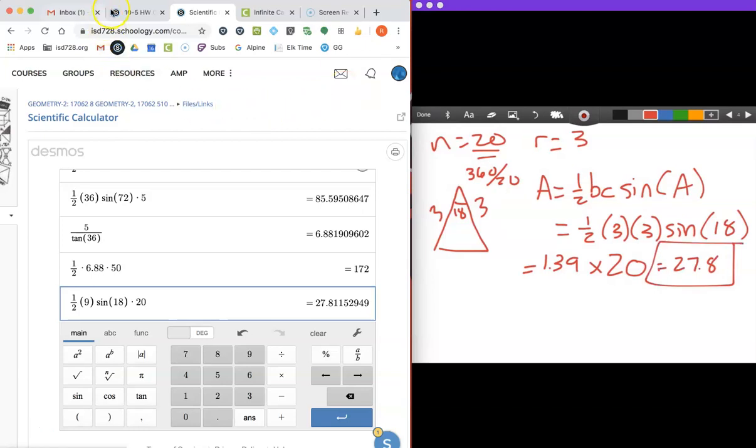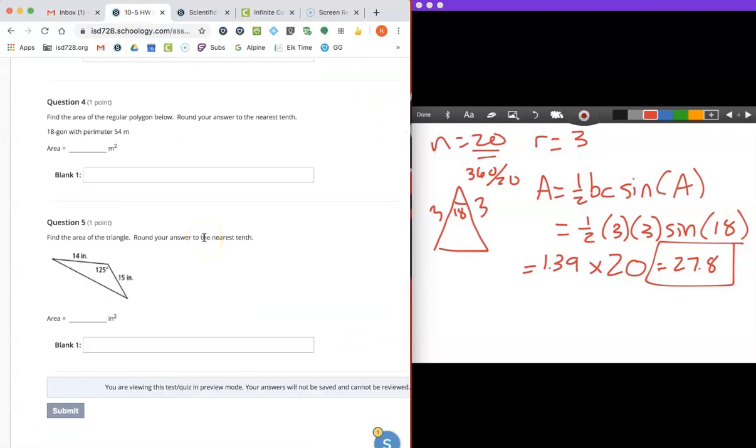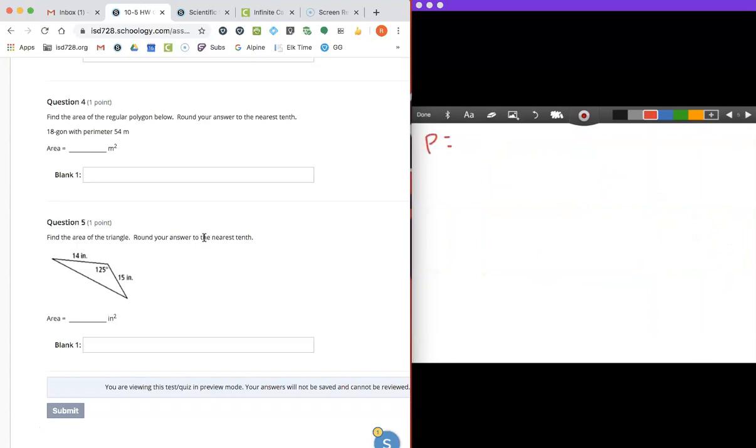Okay. I think we have 2 left. If they give you a perimeter, it's kind of like they gave you the side. You just have to go back and find it. So the perimeter is 54. N is 18. So I know that there's 18 sides, and all 18 sides add up to 54. So if I do 54 divided by 18, how many sides there are, that gives me 3, and that's what the side length is.